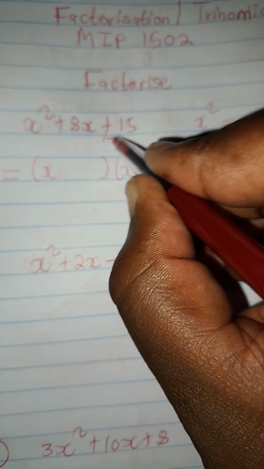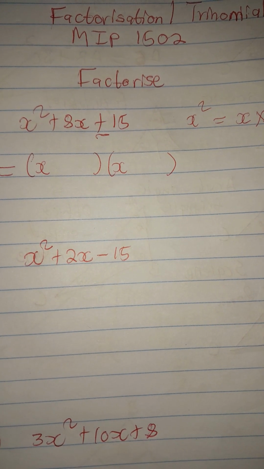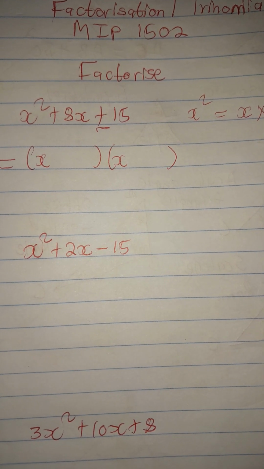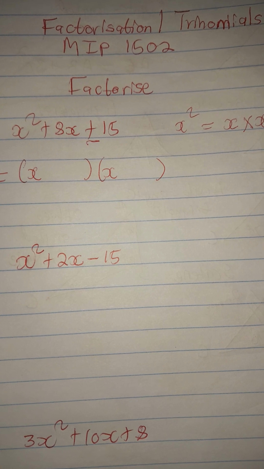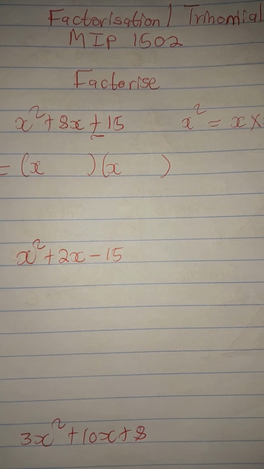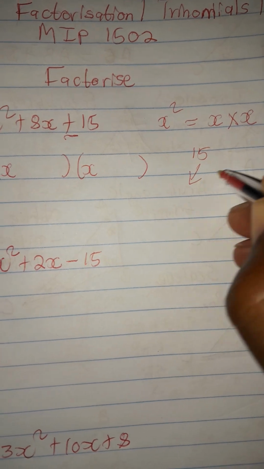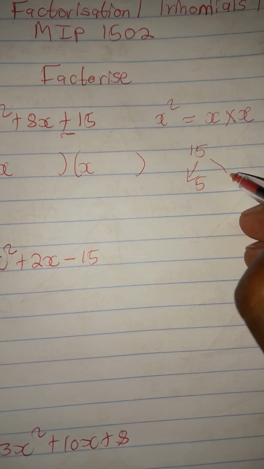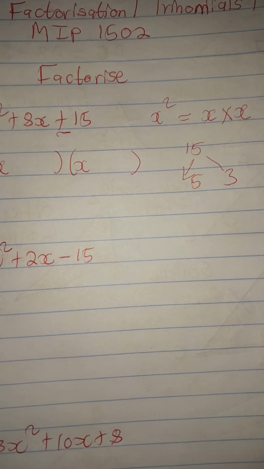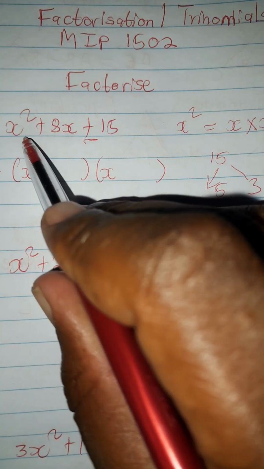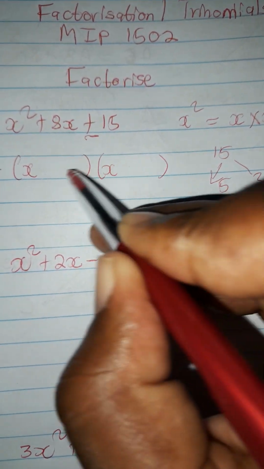Our last term, which is our constant, is 15. In order to find what the factors will be, we need to find the factors of 15 in this case. What are the factors of 15 that make 8? That's going to be 5 and 3. So when you say 5 plus 3, we are going to get 8. And since the whole expression is positive, your brackets will have positive signs.